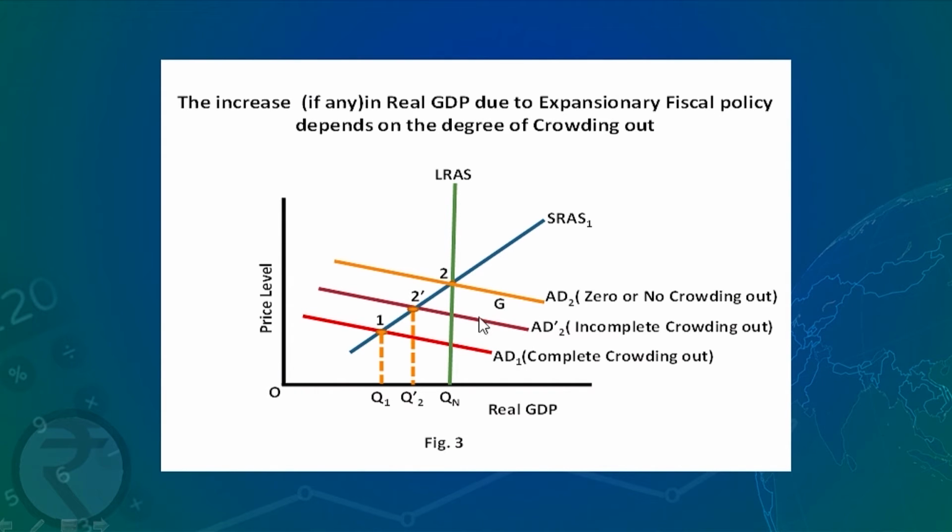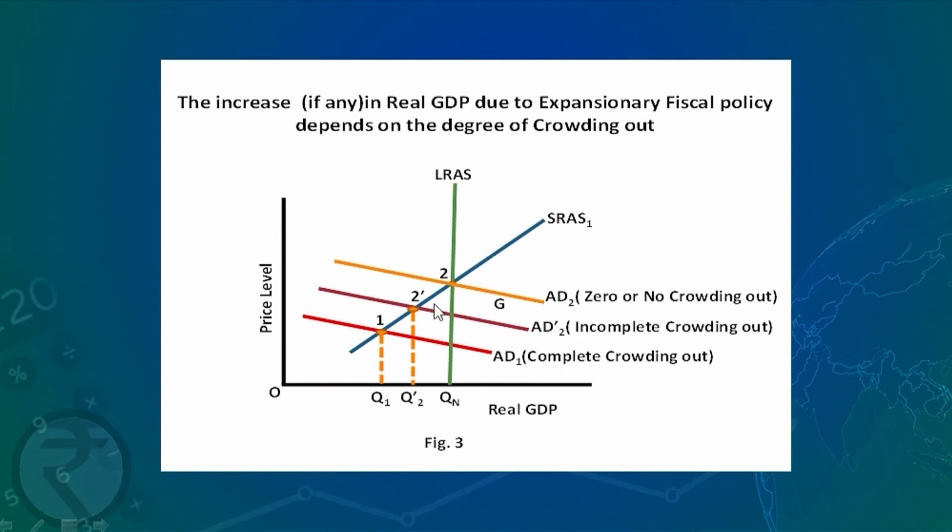Now, the country wants to move from point 1 to point 2 to have the natural real GDP level, and expansionary fiscal policy is adopted. If there is no crowding out or zero crowding out, then aggregate demand curve shifts from AD1 to AD2 and the equilibrium is at point 2 where the real GDP is OQN. So, when there is zero crowding out, fiscal policy is completely effective.